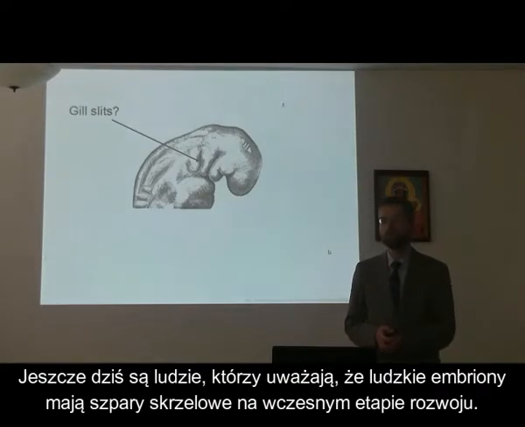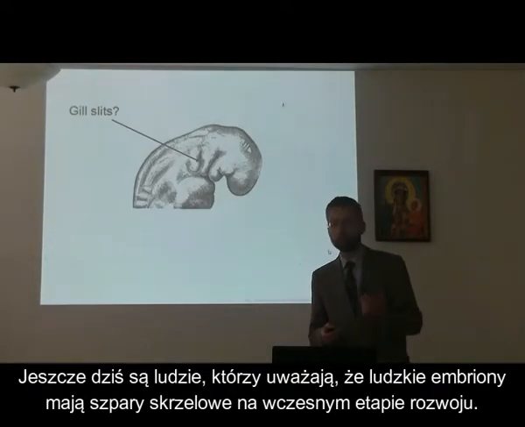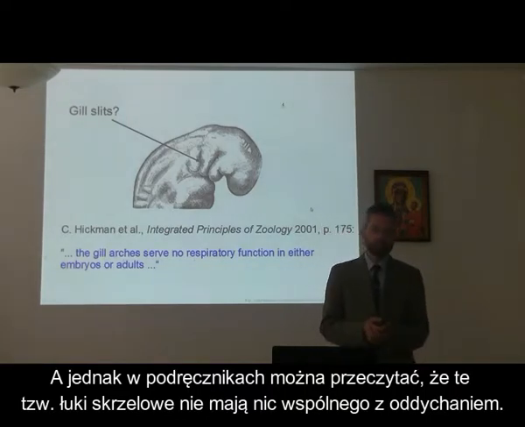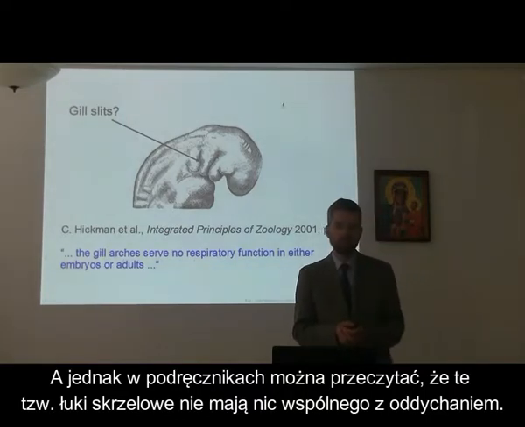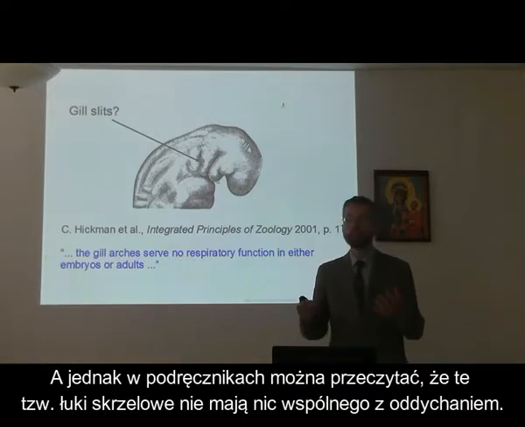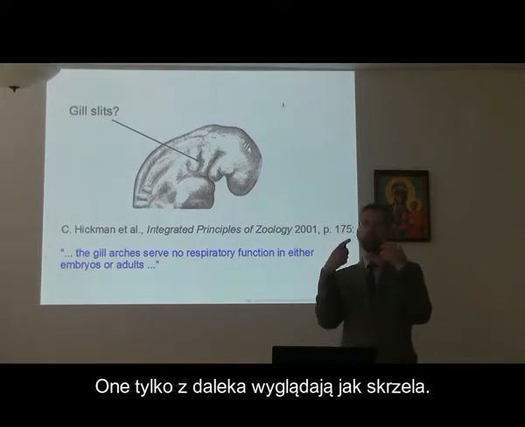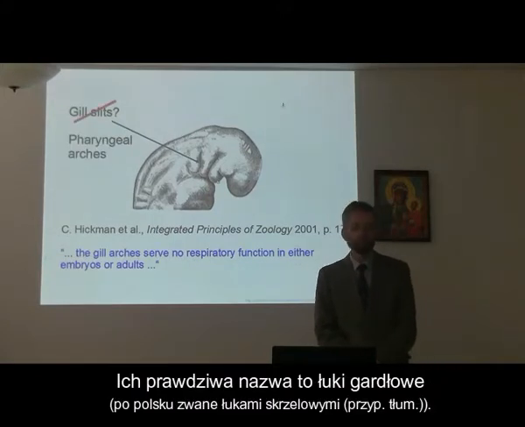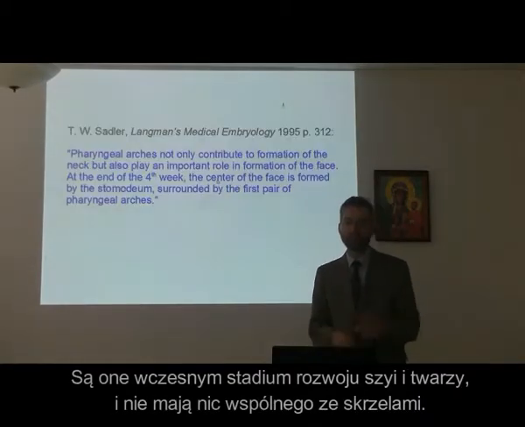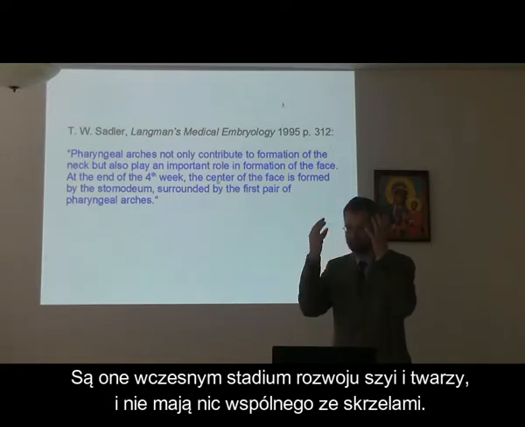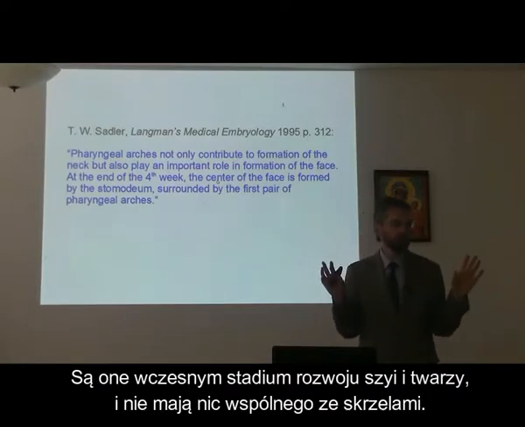And still today you find people who claim that human embryos have gill slits at an early stage of development. However, when we read the textbooks, we find that these so-called gill arches have nothing to do with breathing at all. They only look like gills if you look at them from far away. Their real name is pharyngeal arches. And these pharyngeal arches are the earliest stages of the development of the neck and of the face. It's just the first step of this development. It has nothing to do with gills.